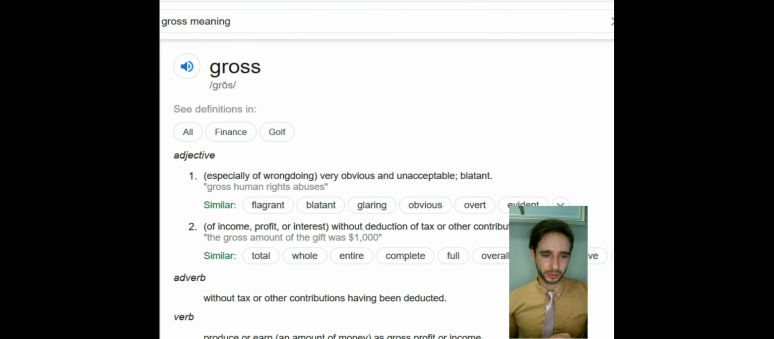The next word that we can use to describe that home is gross. Absolutely gross. In this case we can see something that is especially of wrongdoing, very obvious and unacceptable. It's blatant. It's blatantly obvious that that home is untidy, it is appalling, it is gross.